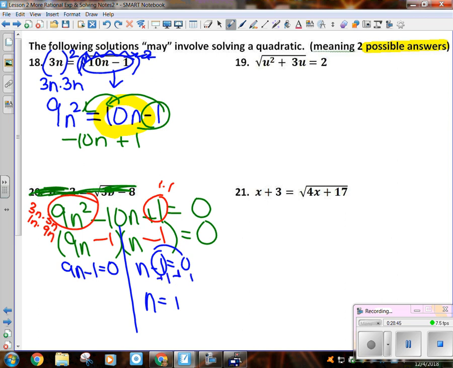This one, though, not quite as easy. How do I solve to get n? I'm going to add 1. 9 times n is equal to 1. Now, how do I get rid of the 9? Divide it. So I'm going to end up with a fraction of 1/9. So my 2 answers are 1/9 and what?